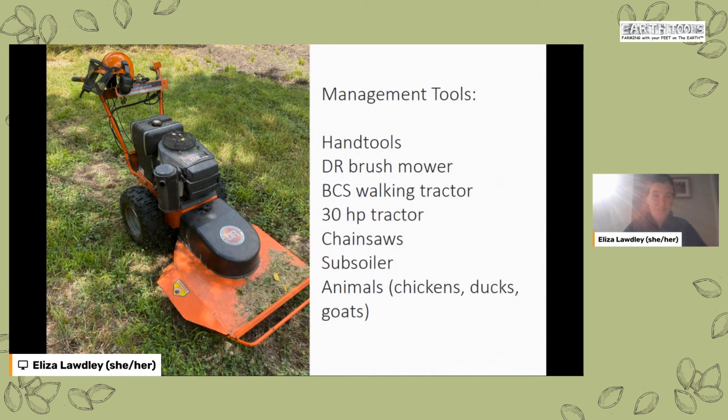Chainsaws are obviously really helpful in clearing new land, but also a vital tool in the toolbox for agroforesters. And then a subsoiler: if you're not able to purchase something like a Yeoman's plow or a Keyline plow of that nature, a simple subsoiler is the way to go. So we got one for $100 off of Craigslist. It does great. It's nothing fancy, but it helps us make those berms and swales.